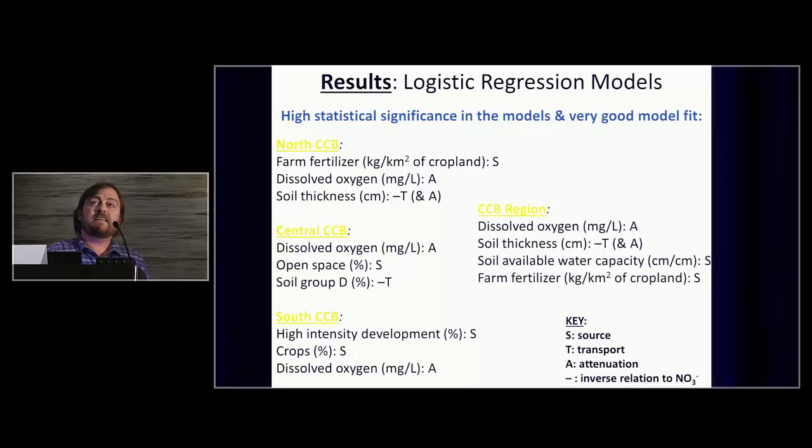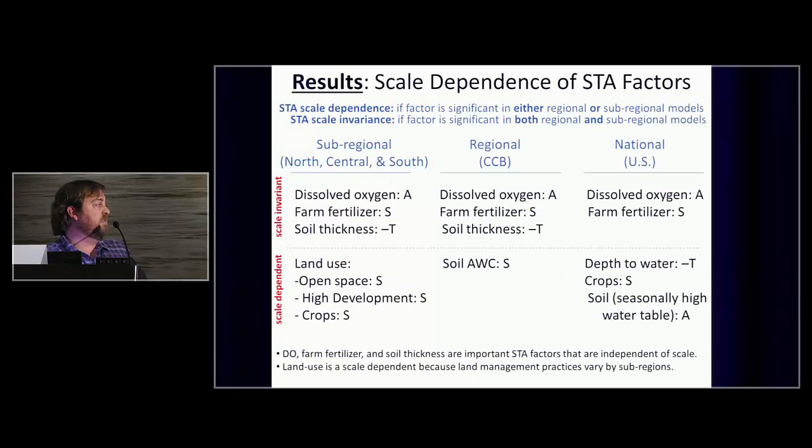So I want to go back to the scale dependence idea and look at that a little bit more. What you have here are the sub-regional models, our regional model, and the results from the national scale model I presented at the beginning. Across the top here are the factors that are scale invariant. So these are important, significant at multiple scales. And so again, the most important one here is dissolved oxygen.